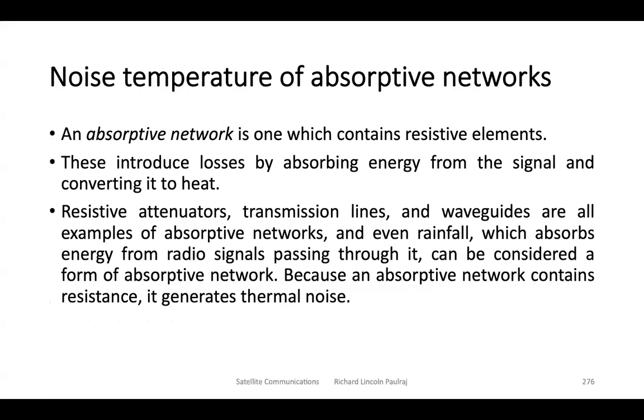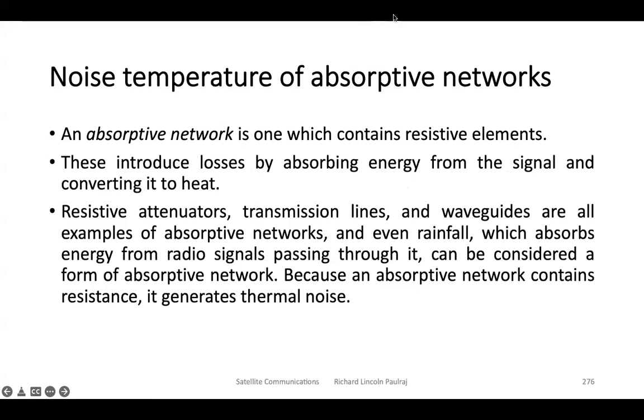Okay, so we have to start with the noise temperature of absorptive networks. Not only does noise spike up in the waveforms as we see, but it can also create temperature. As I mentioned, this is going to be denoted as Tn. The absorptive network is one which contains resistive elements. When I say resistive elements, it contains resistors, coils. These introduce losses by absorbing energy from the signal and converting it into heat.